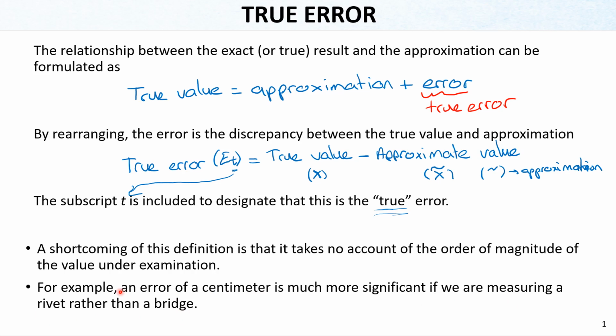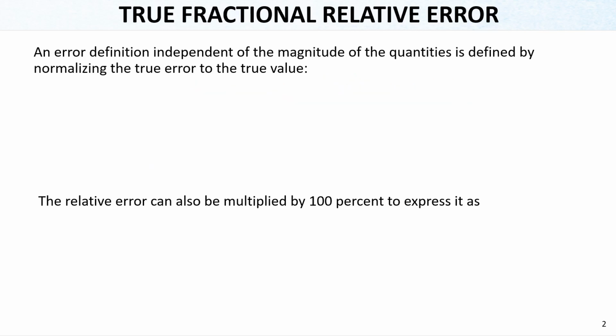But to be able to solve this issue of magnitude difference, we actually use a normalization, and we will show this in the following slide. Here we define another error calculation, true fractional relative error, and simply we divide the true error to the actual or true value to have a normalized error value.